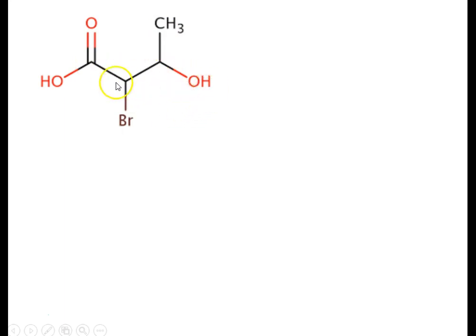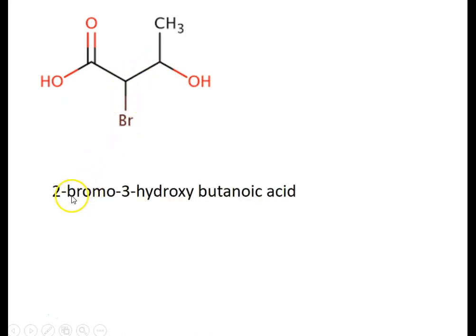And hanging off, remember that's always number 1. 1, 2, 3. So we've got 2-bromo, 3-hydroxy. And we put the bromo first because alphabetically, the B is before the H, butanoic acid. And the hydroxyl group with an L is called hydroxy.